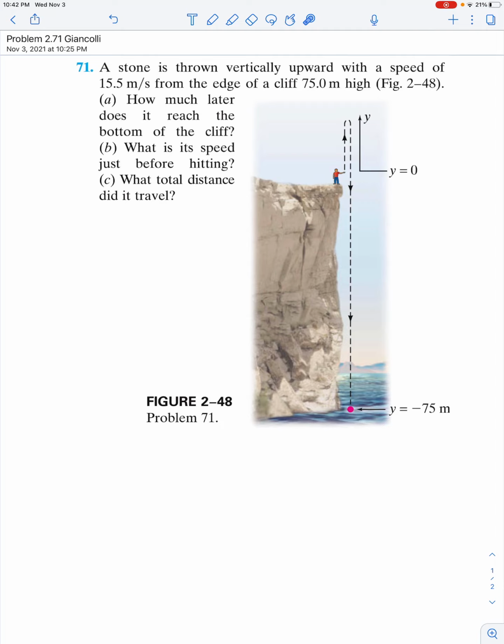So here we go. A stone is thrown vertically upwards with a speed of 15.5 meters per second from the edge of a cliff 75 meters high. How much later does it reach the bottom of the cliff? Great. Now, as you can see, there's not a lot of verbiage here, aka there are not a lot of words here. So I don't think I have to do anything spectacular like make lots of relationships and all of that, okay? So now, I've read. I have to figure out what type of problem this is. So this type of problem is a freefall problem.